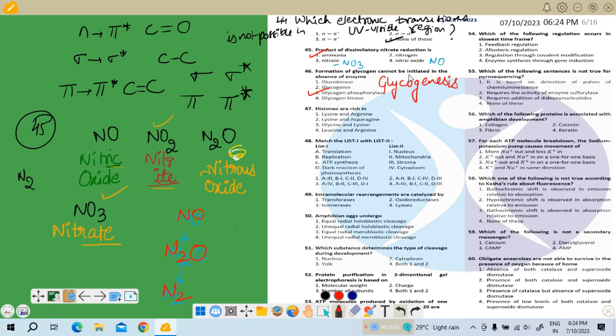Formation of glycogen cannot be initiated in the absence of enzyme. Means which enzyme is important, if we see the glycogenesis process, this enzyme is there. That means glycogen phosphorylase is there, that should be present.